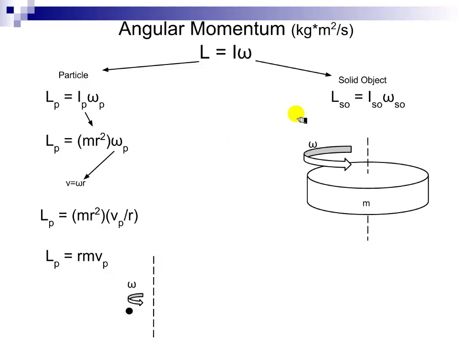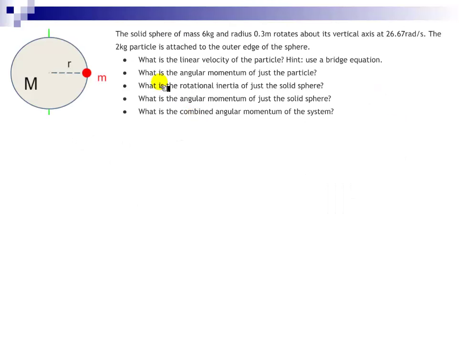The angular momentum for a solid object is just as easy. It's I omega again, but in this case we would use the rotational inertia for the solid object, depending on what solid object we're being given. So in this case it's a disk. We would use the rotational inertia of a disk, which is 1/2 mr squared, or for a solid sphere 2/5 mr squared, and so on. And then omega would be the rotational velocity of the solid object. All right, so here's an example.